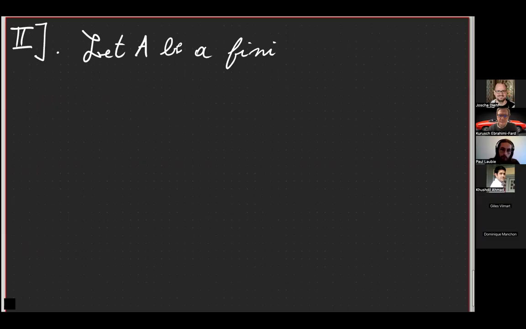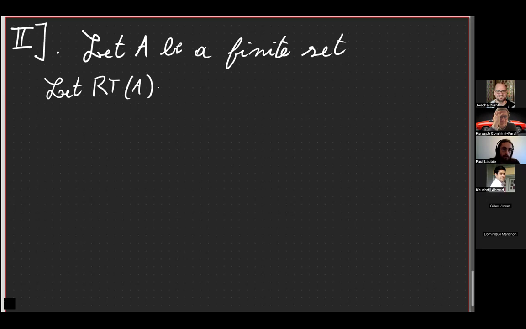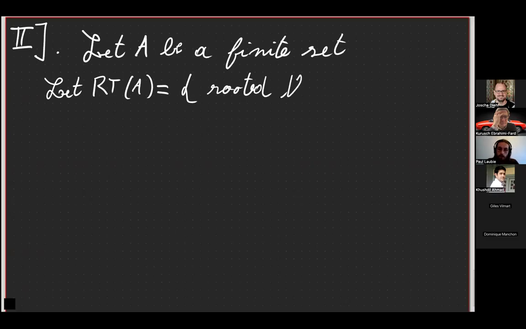So here I need to speak a bit about species and combinatorics. The first species I will introduce is the species of rooted trees. So let A be a finite set. I can get T of A, the set of rooted trees such that A is the set of vertices.